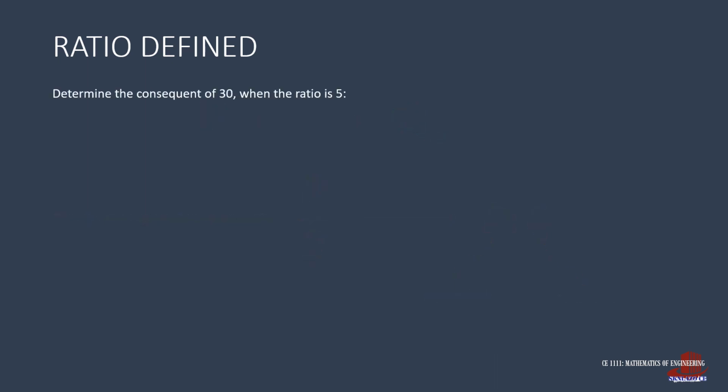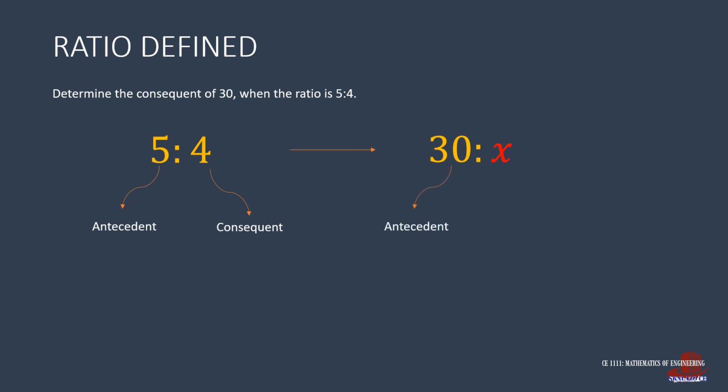Placing numbers into the variables, let's determine the consequent of 30 when the ratio is 5:4. If we write the ratio of 5:4, the antecedent is 5 and its consequent is 4. Same procedure with the number. Its antecedent is 30 and we are to determine the consequent.